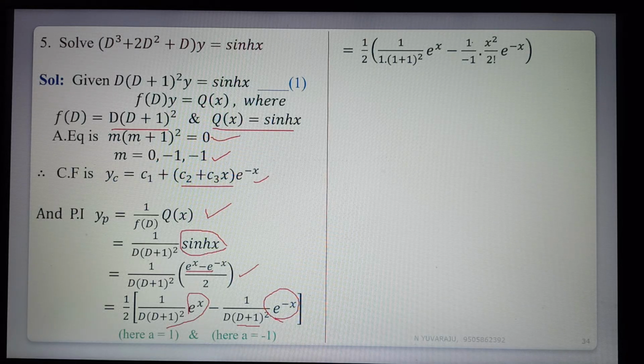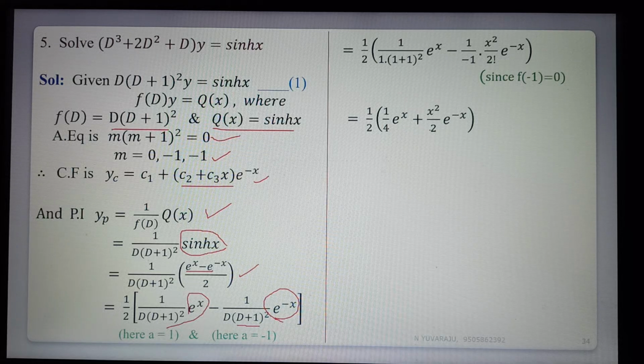So that is equal to 1 by (1 minus 1) into, for the 2 times zero, x square by 2 factorial into e power minus x. Simplifying, that is 1 by 2 into 1 by 4 e power x plus x square by 2 into e power minus x. Therefore yp is equal to 1 by 2 common, that is 1 by 4 common, 1 by 8 into e power x plus 2x square e power minus x.